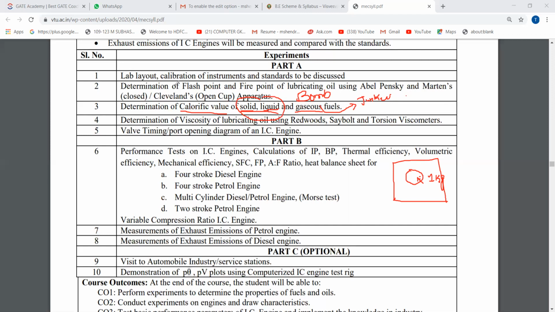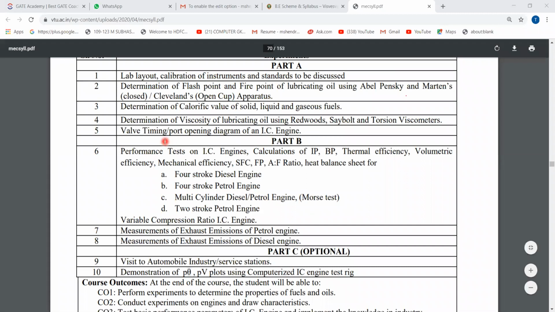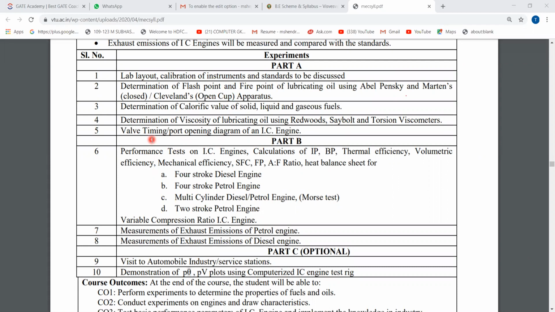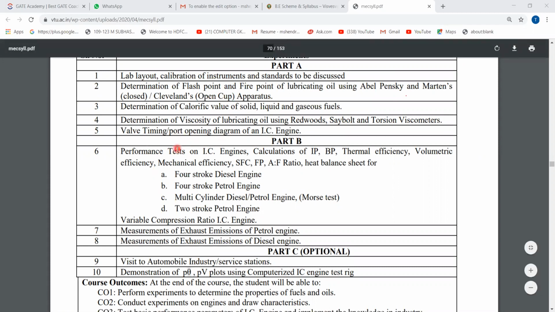The last experiment in the first part is valve timing or port opening diagram of an IC engine. This experimental setup is also there in our lab. We are going to perform the experiment on how to draw the valve timing diagram, which is also known as the port opening diagram. It indicates the crankshaft angle at which the opening and closing of valves takes place. If you are using the diesel engine we have valves, and if you are using the petrol engine, we have ports.